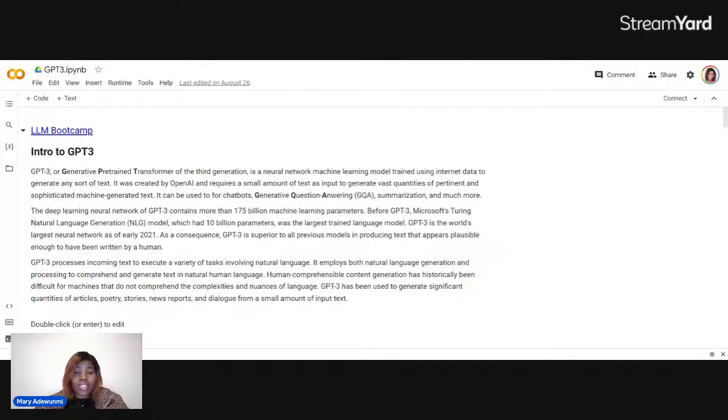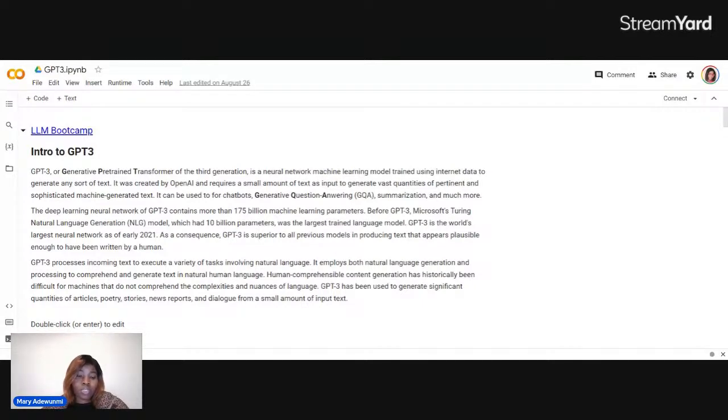It requires a small amount of text as input to generate vast quantities of pertinent, unsophisticated machine-generated text. Whenever you're seeing GPT-3, remember ChatGPT because it works on the technology. It can be used for chatbots, question answering, summarization, and much more. GPT-3 contains more than 175 billion parameters, which was higher than the other, that's T5.